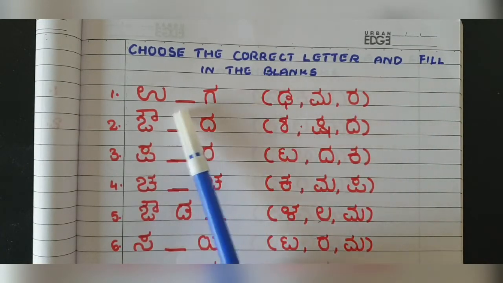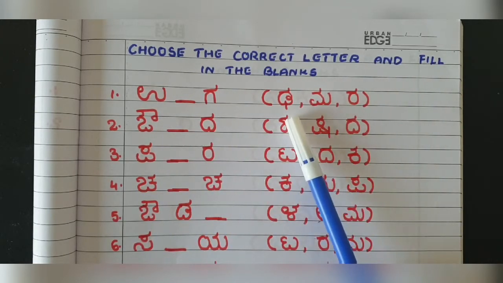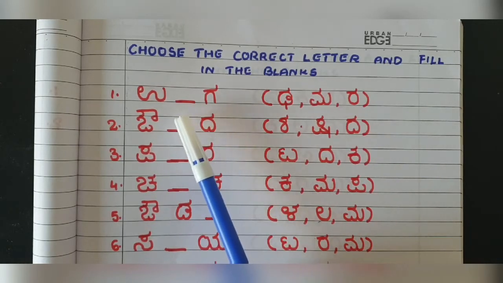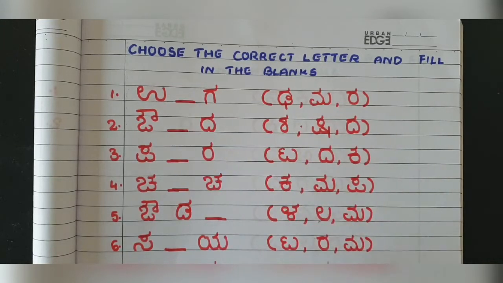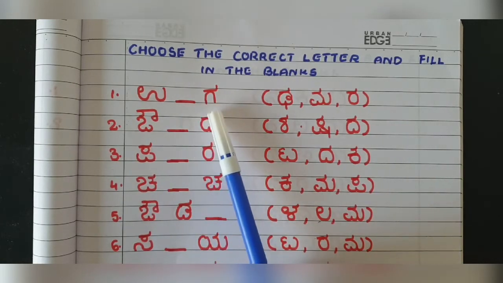So this is how you need to fill in the blanks with the correct letter. You have letters, 3 options. You need to fill it with the correct option. Okay, one letter you have to choose. So let's get started. So the first one is U dash ga.